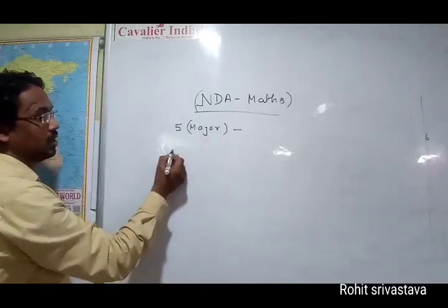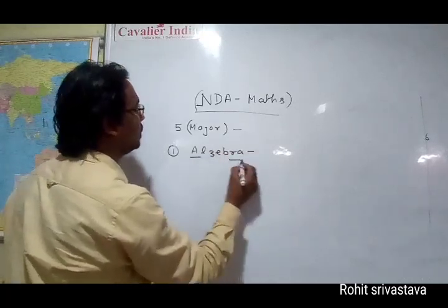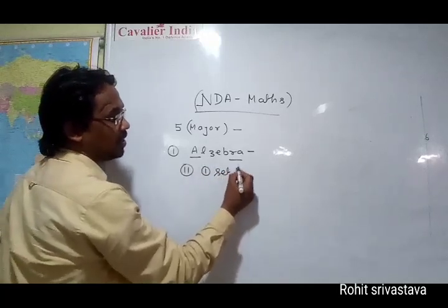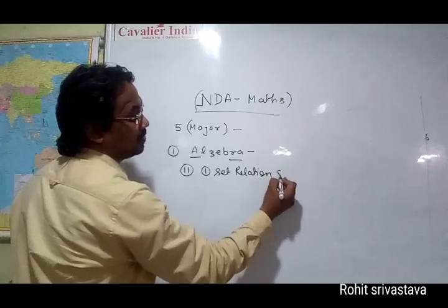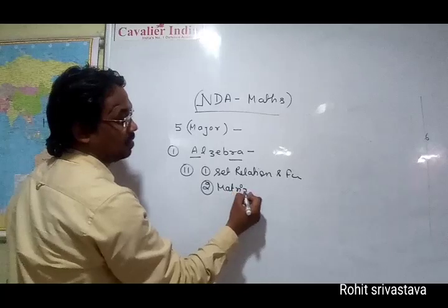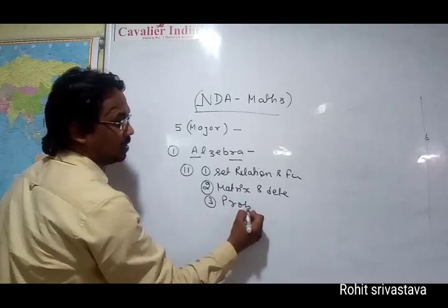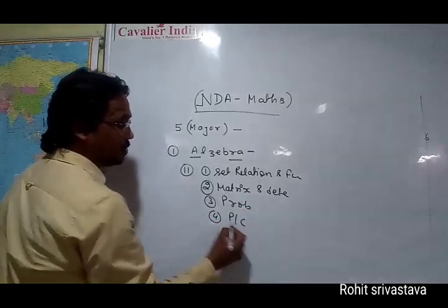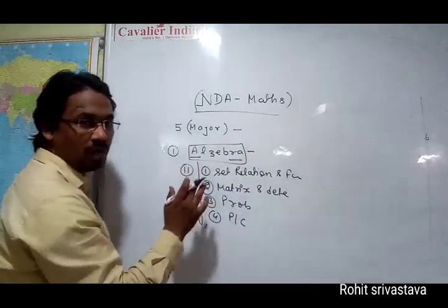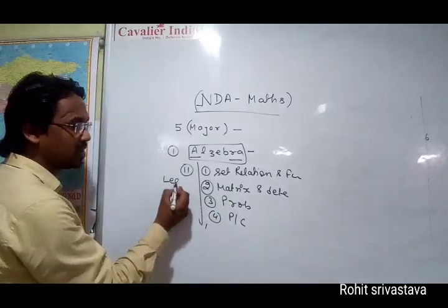Number 1, we have the algebra section. In the algebra section, we have an 11 lesson syllabus. In this, we have to study set, relation and function, and then after that we go for matrix and determinant, and then after that we will go for probability and permutation combination. So this is the category of lessons coming under the algebra section. I will not discuss all, I am just telling you those which are important. So 11 lessons are present here.